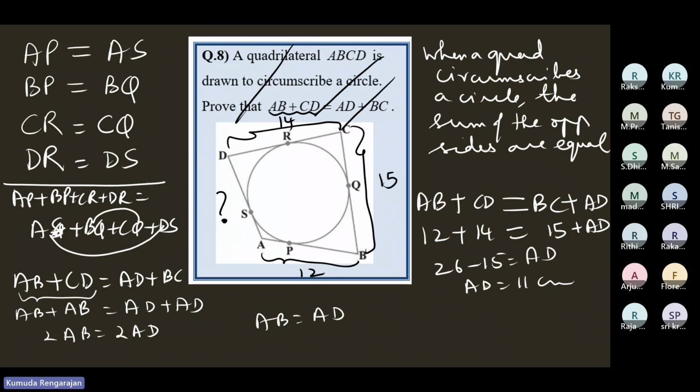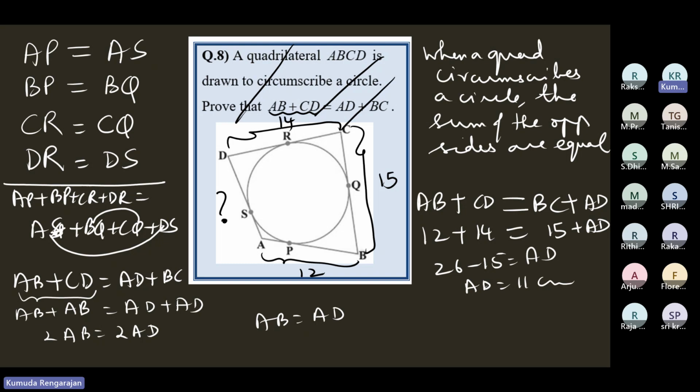In a parallelogram, only opposite sides are equal. But if you can prove that in a parallelogram adjacent sides are equal, that means all the sides are equal. So if they give you that a parallelogram ABCD circumscribes a circle, prove that ABCD is a rhombus. Same proof you have to do, and you will get AB is equal to AD. Adjacent sides are equal. Therefore, it's a rhombus.